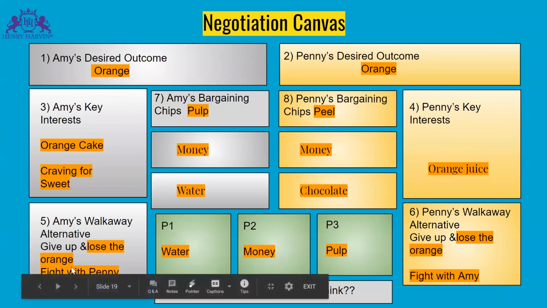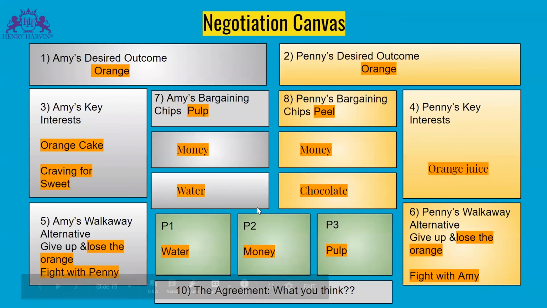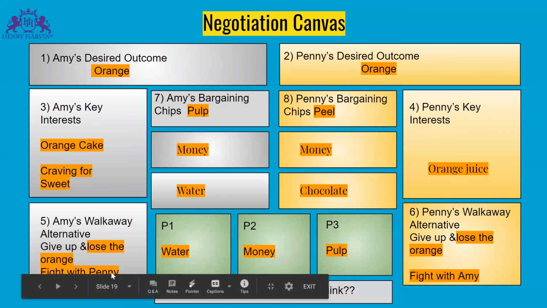So if I fight with Penny, what's going to happen? I'm going to be upset. Penny is going to be upset. Mom is going to be upset. And there's everyone who's going to be upset. And ultimately, that's not a nice thing if everyone around is upset. So I do not want to fight with Penny, and I do not want to give up and lose the orange. I want the orange, and I also want things to be fine between me and my sister.